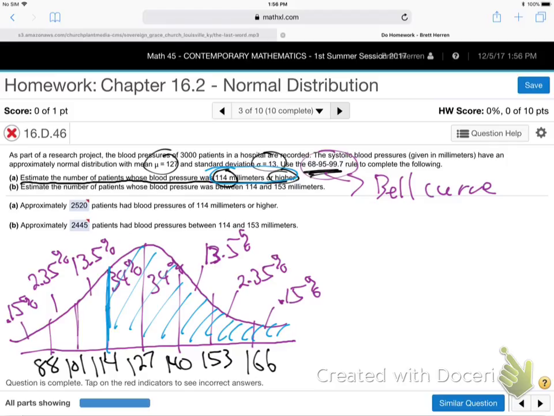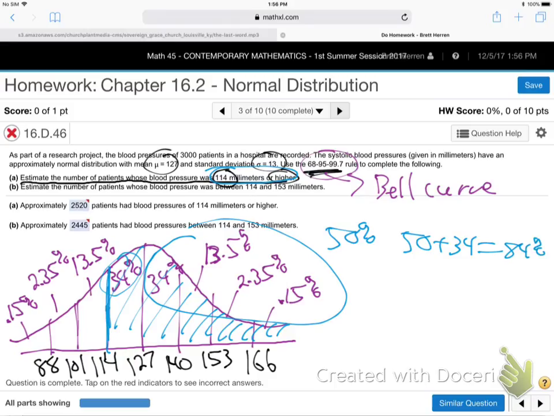Making sense so far? If they said lower, I would have gone to the left. So they're asking me, what do all these percentages to the right of 114, higher than 114, add up to be? Well, all of these must be 50% because they make up half the curve. I don't want to bother typing those all into my calculator. They're half the curve, they've got to be 50%. And then this is another 34, so it's 50 plus 34, it's 84% to the right.